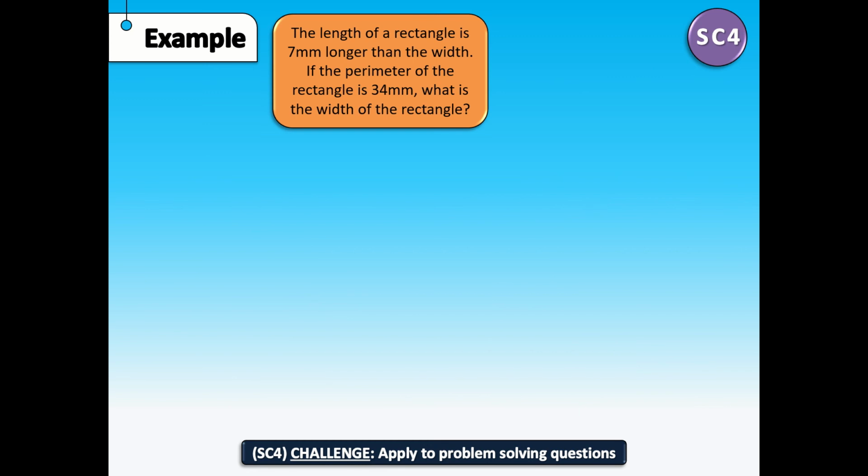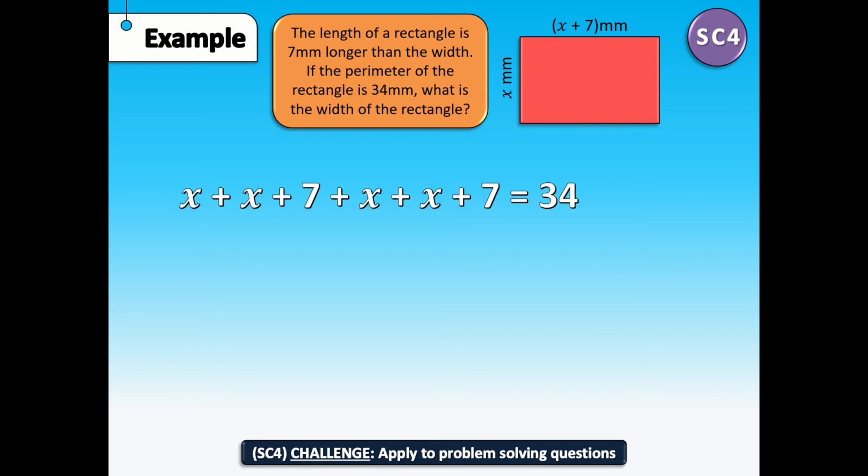In this question, the length of a rectangle is 7 millimeters longer than the width. If the perimeter of the rectangle is 34 millimeters, what is the width of the rectangle? So if we do this in a diagram and call the width of the rectangle x, that means the length must be x plus 7.